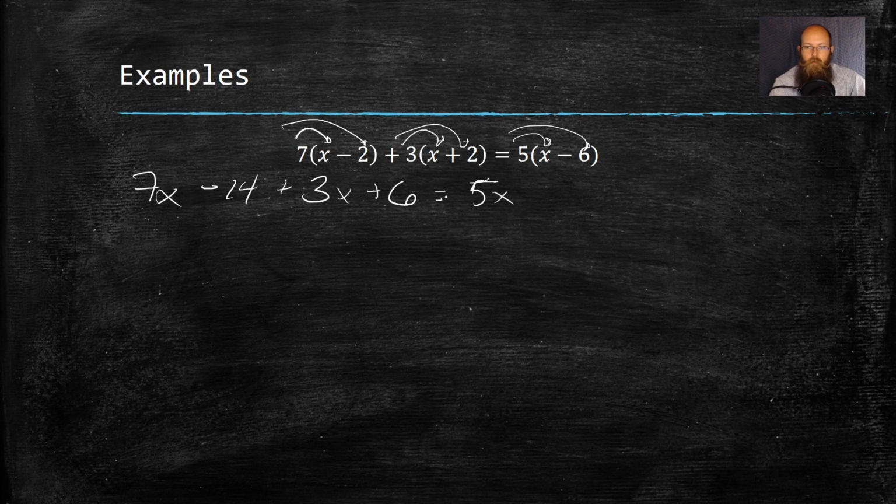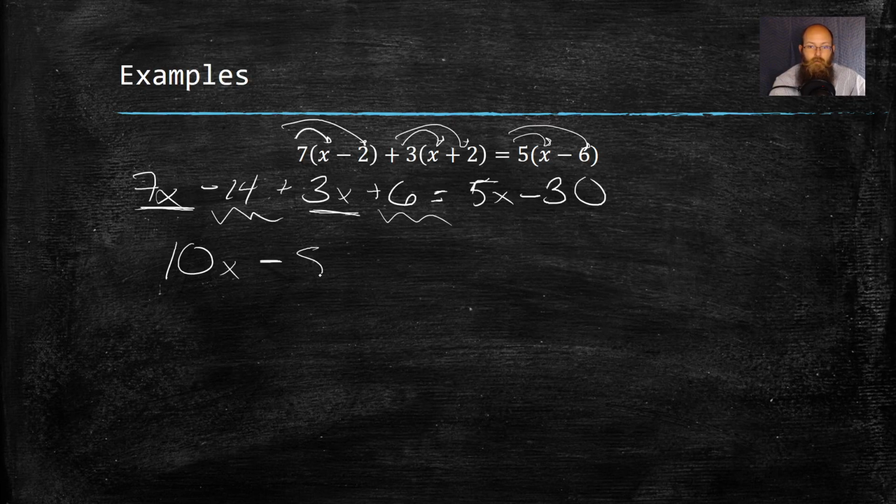That one's not too bad, right? But then a 5 times -6 is a -30. Over on the left, I can do some cleaning up, right? I have some like terms. These 2 and these 2. So 7 and 3 are going to get me 10x's. -14 and +6, that's actually going to be a -8. And then my right side is unchanged. Nothing special happened to it.